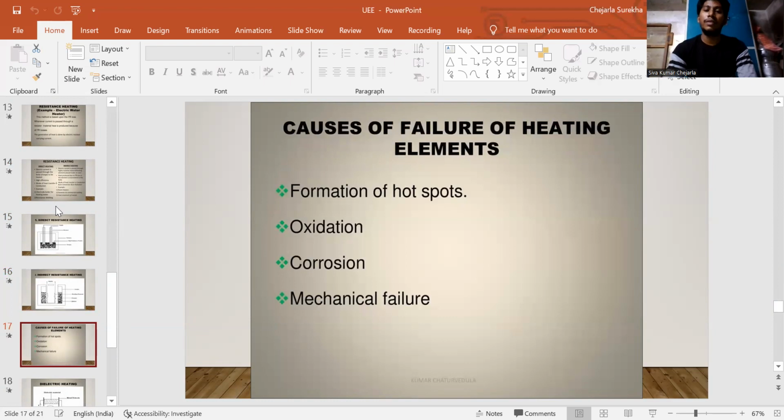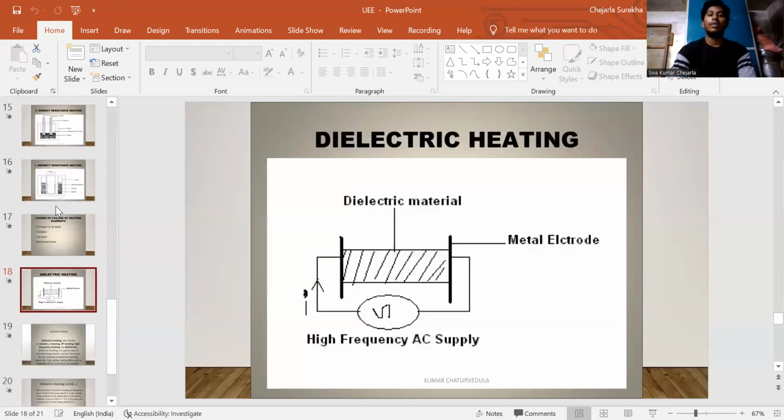Causes of failure of heating elements: formation of hot spots, oxidation, corrosion, and mechanical failure. Formation of hot spots means weather is changing from climate to climate. Oxidation means rust. Corrosion, and mechanical failure, means some materials when heated become brittle and not flexible.